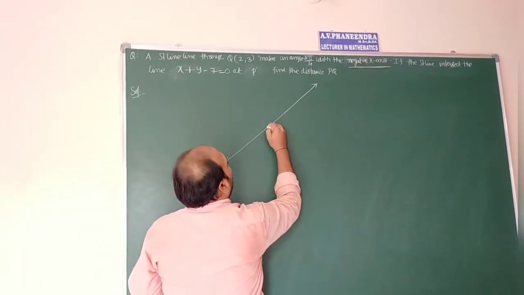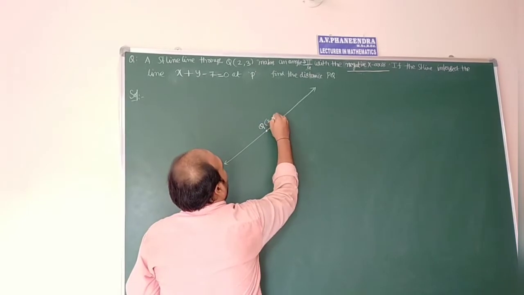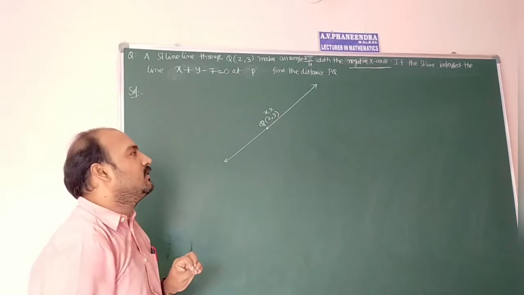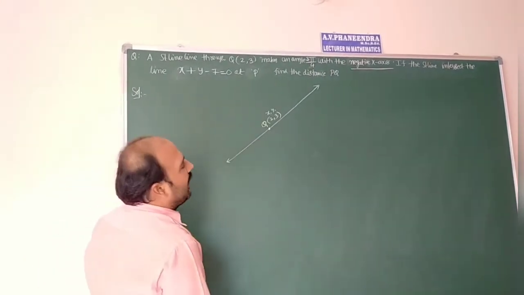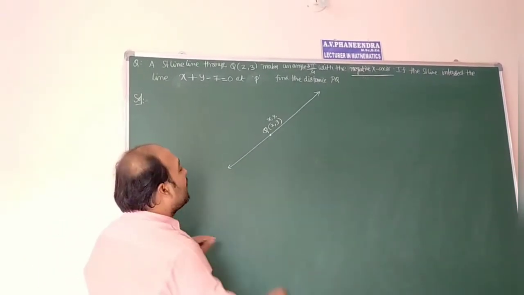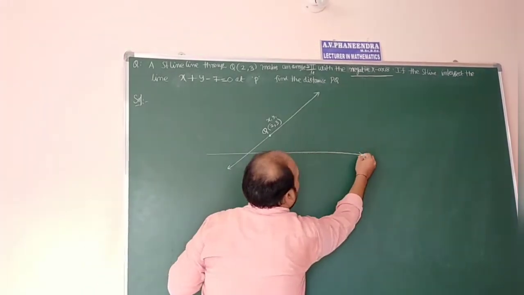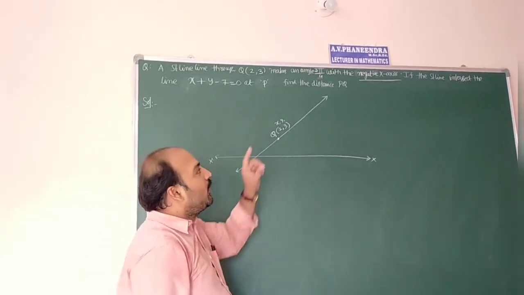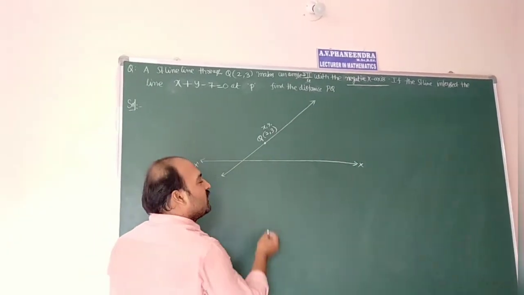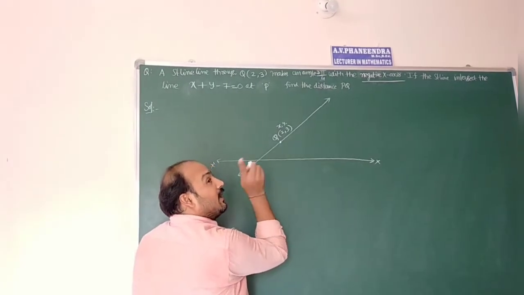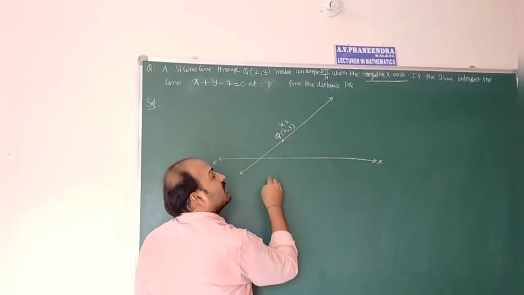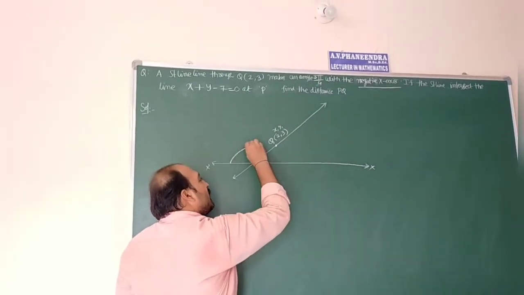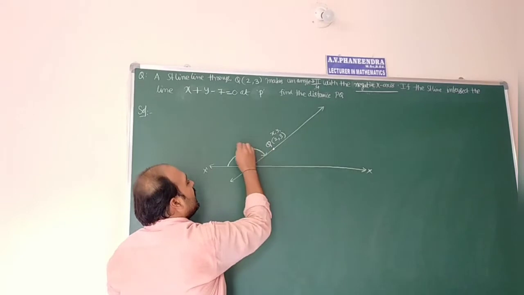See, this is passing through the point 2, 3. Whenever a point is given, you can write it as x1, y1. It makes an angle of 3 pi by 4 with the negative direction of x-axis. This is the x-axis now. Positive x-axis means anti-clockwise direction, but for the negative axis it should be the clockwise direction. This angle is 3 pi by 4.